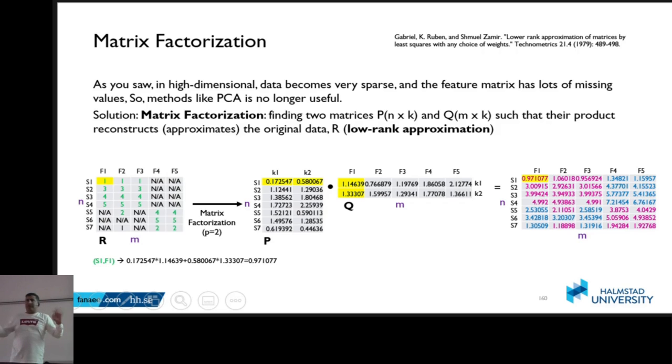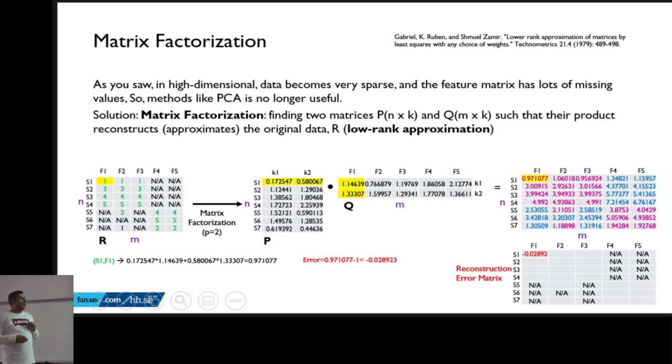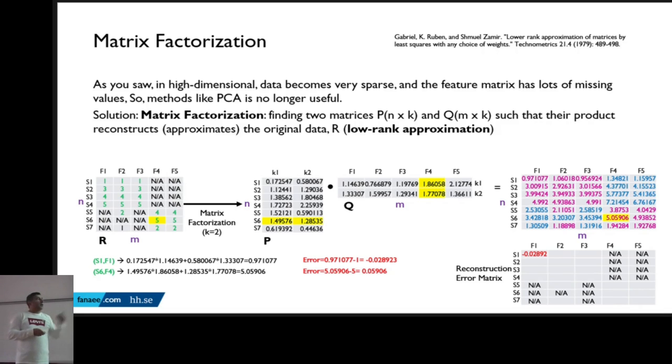This is how we can make predictions even for non-missing values. But we are not interested in this. People in recommender systems are very interested in this kind of features. So the prediction error becomes this one minus this one, right? It becomes this value. Let's do another example. This one is S6, F4. We go to this table, make a dot product of these two vectors, and this becomes this, right? What is the error? It's 0.05.